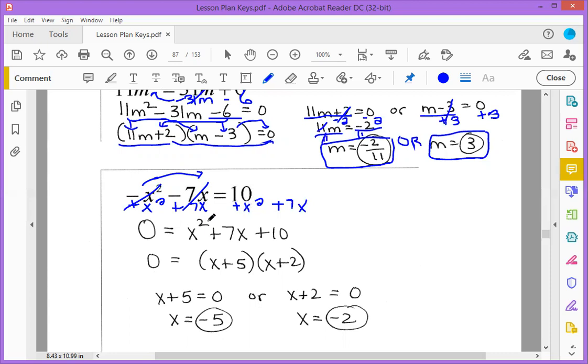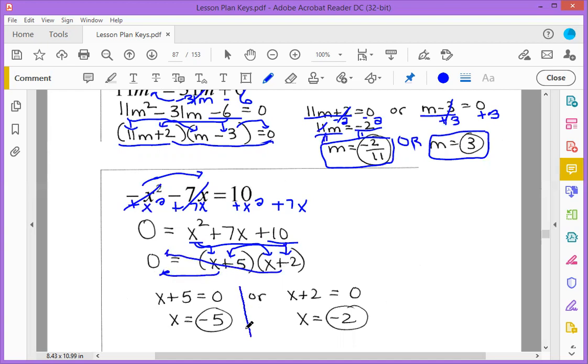We're writing these terms in decreasing order. We have the highest power or the highest exponent first. So x squared goes first, then plus 7x, and then plus 10. From there, we're going to factor that x squared, our first term, using x and x, and we're going to factor 10 using 5 and 2. Now we're going to set both of these factors equal to 0 and solve the equations.